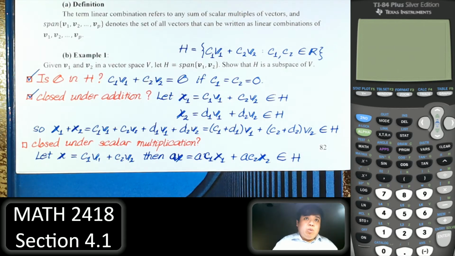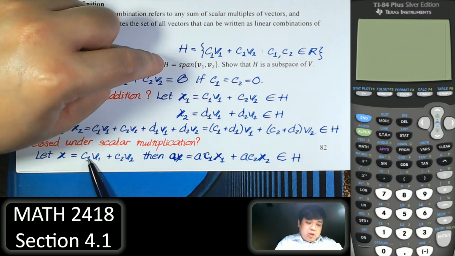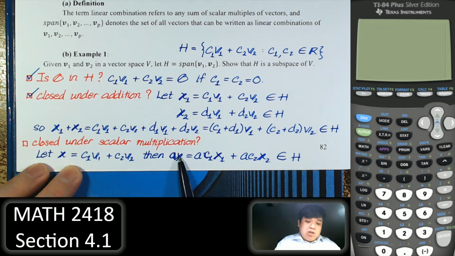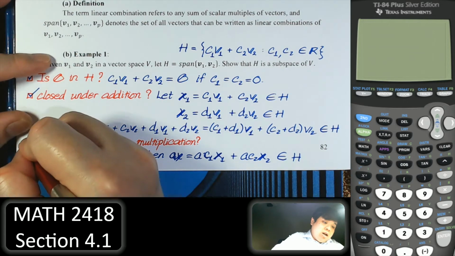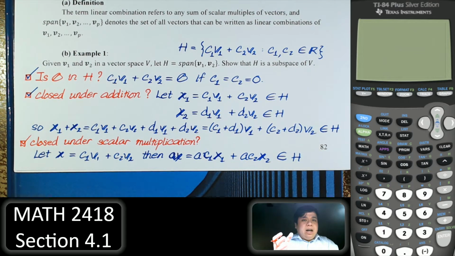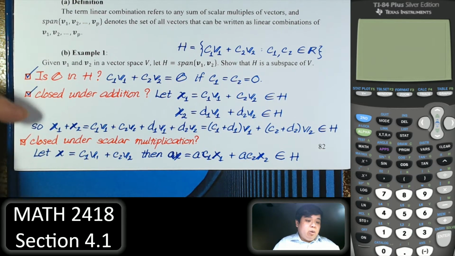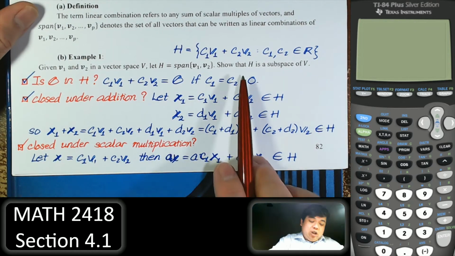So as long as we see any element in the set H multiplied by a constant, we also have an element in the set H. So that is closed under scalar multiplication. If we have an element in the set, and when we apply some operation it is still in the set, that means it is closed under that operation. Since they satisfy all three properties, we say H is a subspace of V.